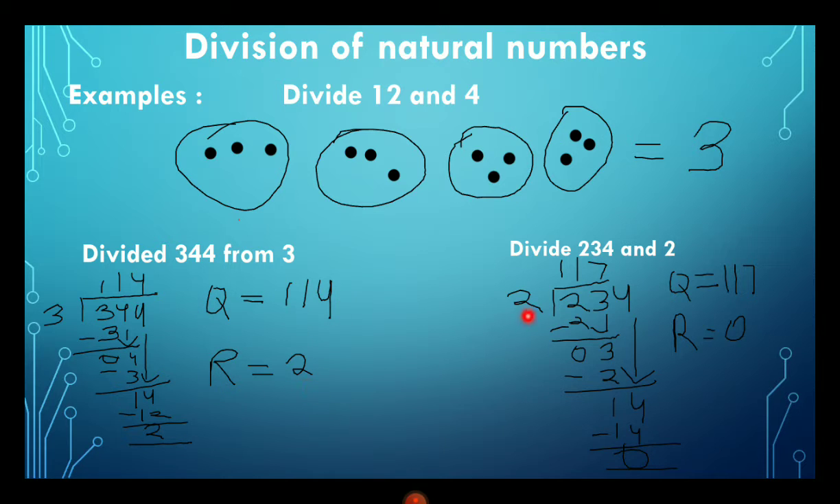Okay. Now divide 234 and 2. When we divide 234 by 2, it divides exactly and leaves no remainder. The result is 117. So we will write quotient as 117 and remainder as 0, or you will simply write quotient equal to 117. Q means quotient and R is the remainder. So this is the quotient, this is the remainder, this is the dividend, and this is the divisor.